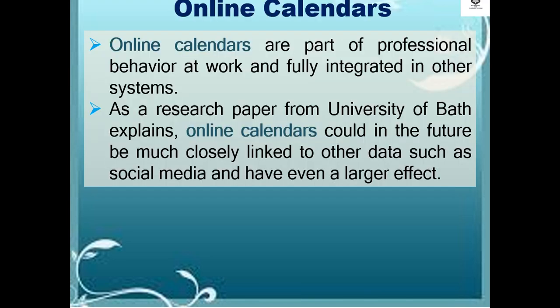Next main type of online collaboration tools is the coordination. Examples are online calendars. Online calendars are part of professional behavior at work and fully integrated in other systems. As a research paper from University of Bath explains, online calendars could in the future be much more closely linked to other data such as social media and have even a larger effect.